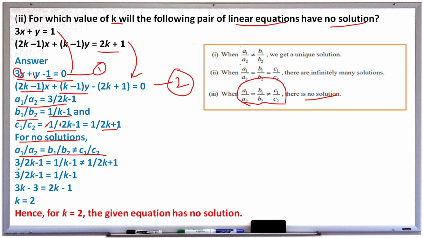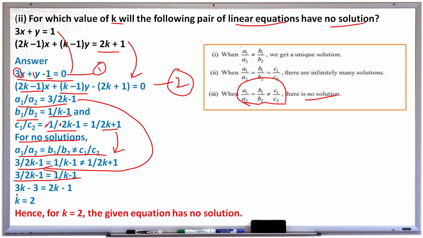So here a1 by a2 we are getting 3 by 2k minus 1. Here the value b1 by b2 we get 1 by k minus 1, which is not equal to 1 by 2k plus 1. 3 by 2k minus 1 can be written as is equal to 1 by k minus 1.